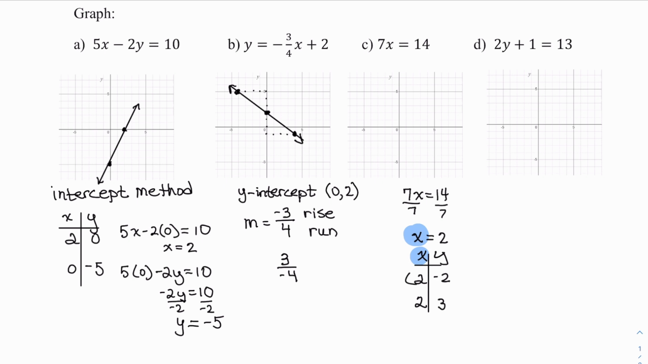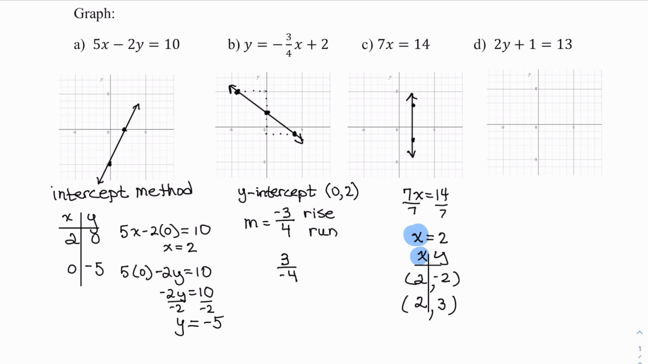And then we're going to graph those ordered pairs. So go right 2, down 2. So from the origin, right 2, down 2. And then right 2, up 3. From the origin, go right 2, up 1, 2, 3. And then we are going to graph that line. And let me see if I can graph that a little bit better for you. And it gives me a vertical line at x equal 2.